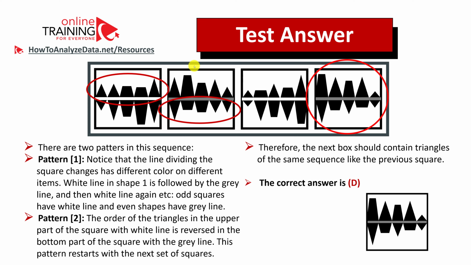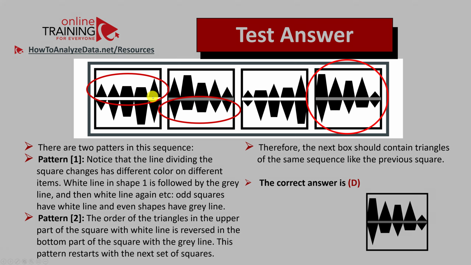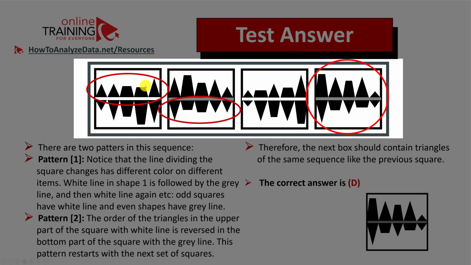This question is very tricky, but it is also very interesting. And once you know the answer, it doesn't seem that tricky at all. Let's look at the two patterns present in this question. There's a pattern of lines separating the top part of the square and then the bottom part of the square. And what you see here is that the white line in the middle of the square is followed by the gray line, and then the white line, and then the gray line again. So that's the first pattern.